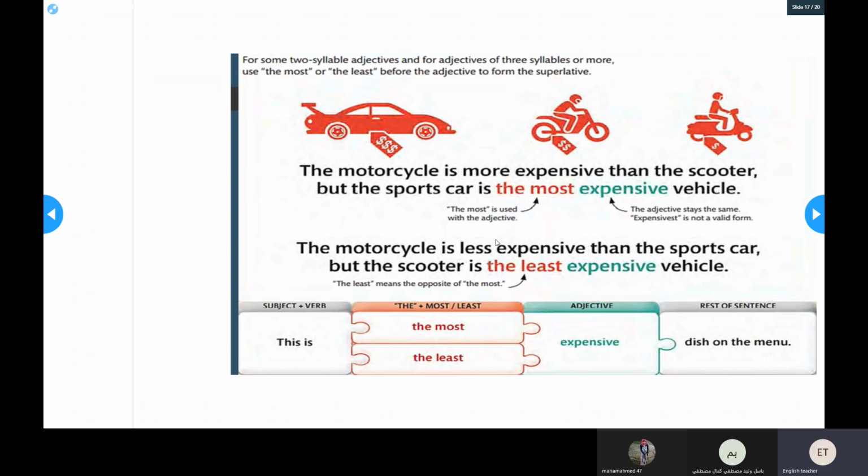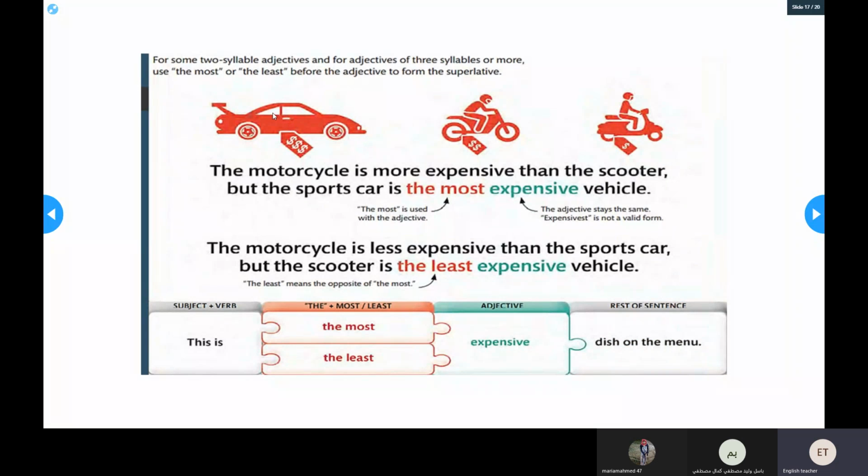And here we are talking about the long adjectives, which are adjectives that have two syllables or more. For example, expensive, or beautiful, or exhausted. Before them, we add the most, like this example over here. The motorcycle is more expensive than the scooter. But the sports car is the most expensive vehicle. So I'm comparing the vehicle with all of the rest. Also, I can say the scooter is the least expensive vehicle. And here we have our rules.